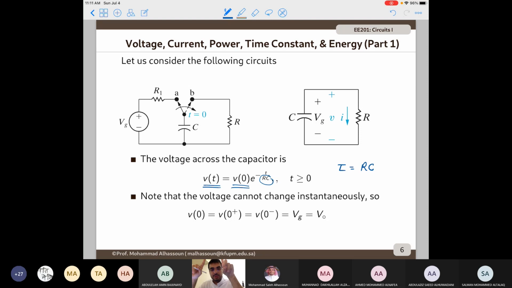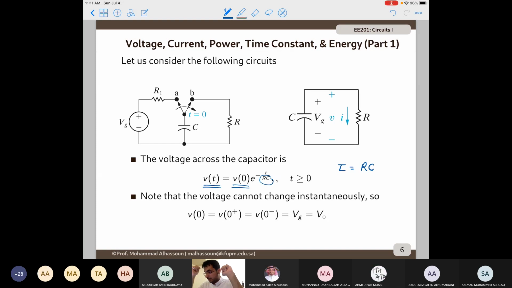So here is the distinction between the two cases. If you have an RL circuit, then the time constant is L divided by R. If you have an RC circuit, then the time constant is R multiplied by C.